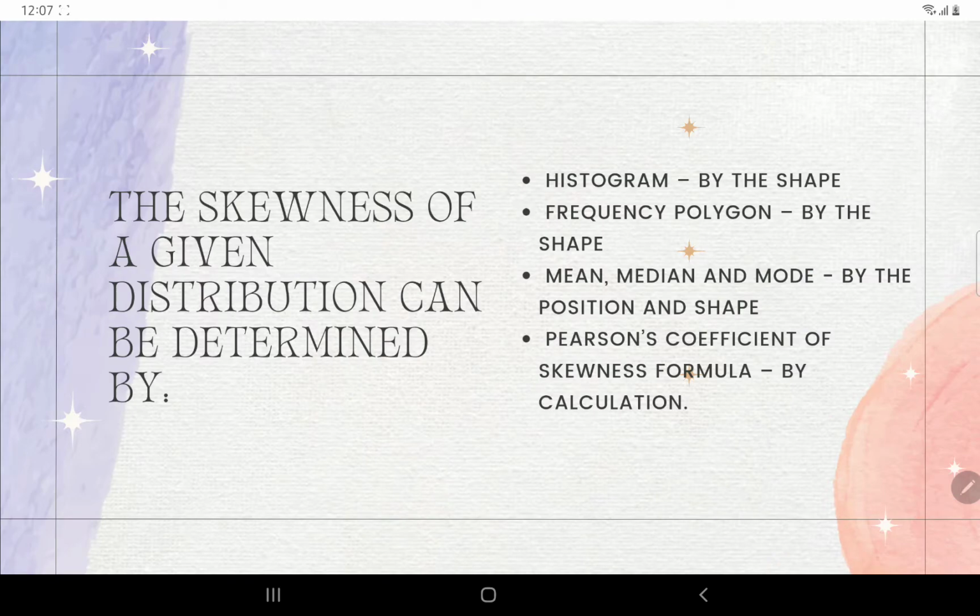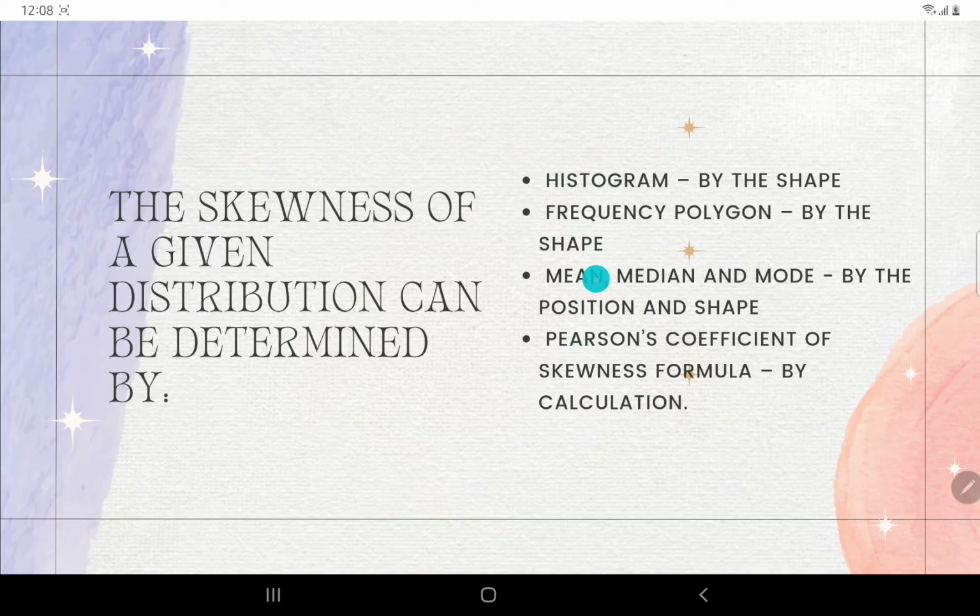Actually, we can measure the skewness of a distribution by these four methods. The first one is by histogram, by looking at the shape of the histogram. The second one is by the frequency polygon, also by looking at the shape of the frequency polygon.